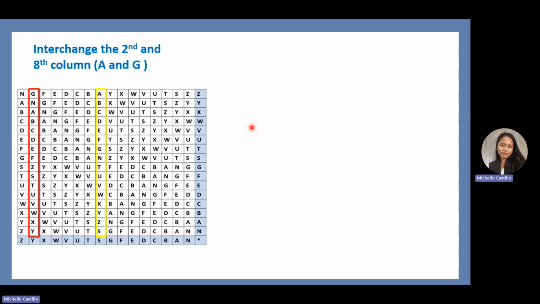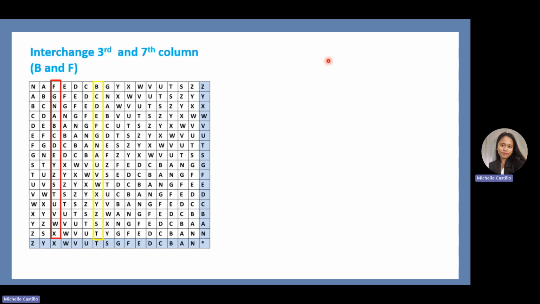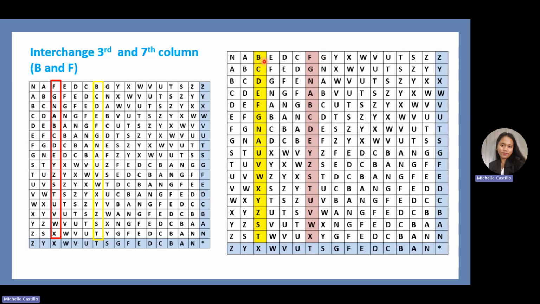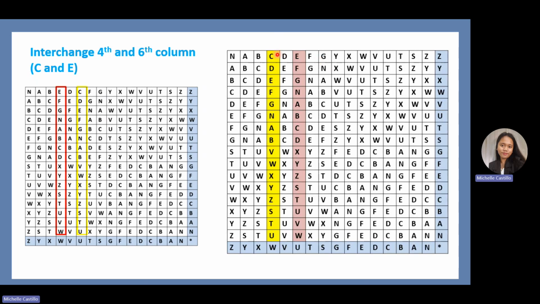First, let's interchange the second and the eighth column, or the A and G. Now, A is at the second column while G is at the eighth column. Next, let's interchange the third and seventh column, or the B and F column. So B is now at the third column while F is at the seventh column. Then let's interchange the fourth and sixth column, or the C and E. So C is now at the fourth column while E is now at the sixth column.